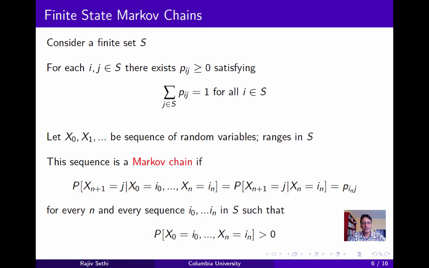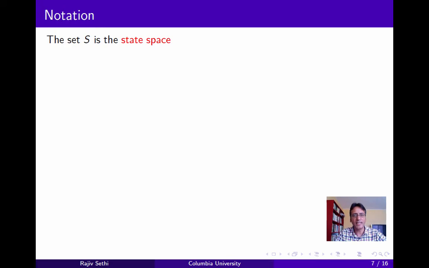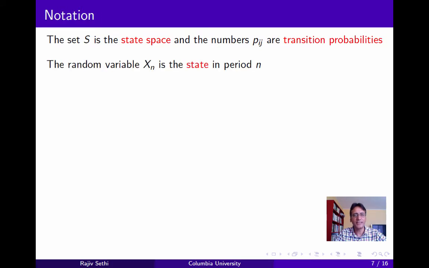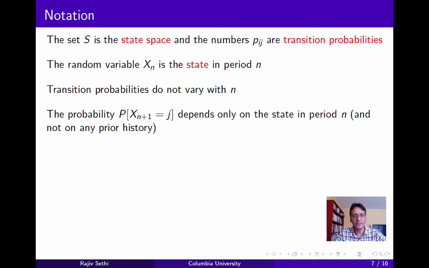And this must be true for every n and for every history that arises with positive probability. Now as already noted, the set S is called the state space, and the numbers pij are the transition probabilities. The random variable xn is interpreted as the state in period n. And we'll assume throughout our discussion of Markov chains that the transition probabilities don't vary with n.